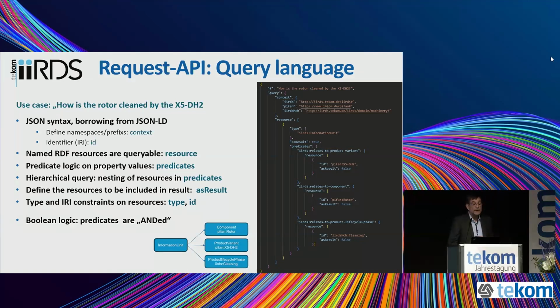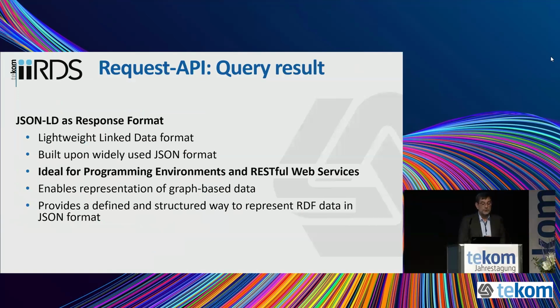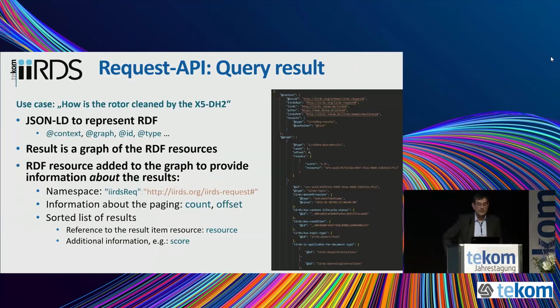And then it's in the JSON grammar structure, and we are able to use JSON-LD as a response format. It's perfect for programming environments and RESTful web services, and it enables the representation of graph-based data. So this is an example of how a query result might look. You can retrieve the iiRDS from the topics, you can retrieve the search results, and then it's easy to just make the next request to the API and get your topic and get your edition.